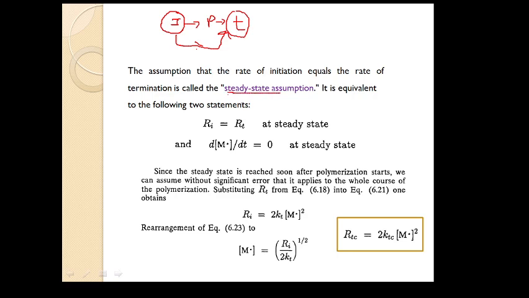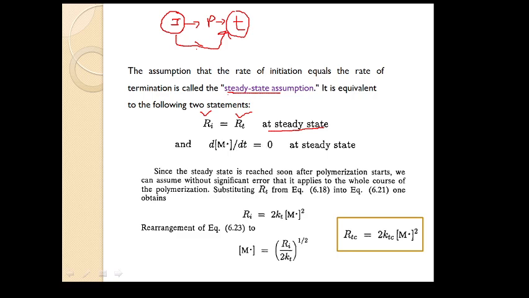So that is our steady state approximation. With this assumption, let us assume that the rate of initiation is equal to the rate of termination. Now, when we take the steady state approximation, the rate of formation of the active chains will be equal to 0, because that will be almost constant. We can say that the rate at which initiation is occurring, at the same rate there is termination. So the formed M dot will be constant, and the derivative of a constant term is equal to 0.